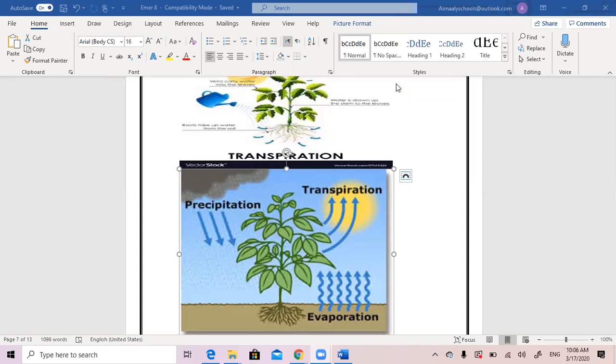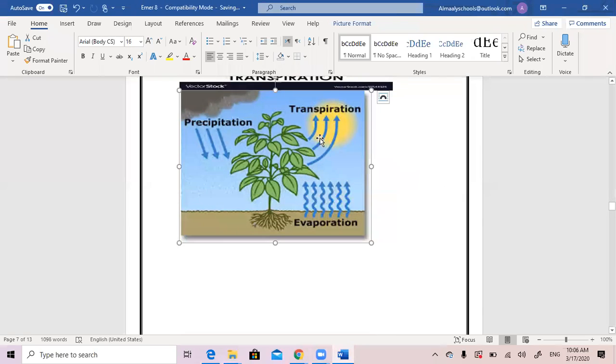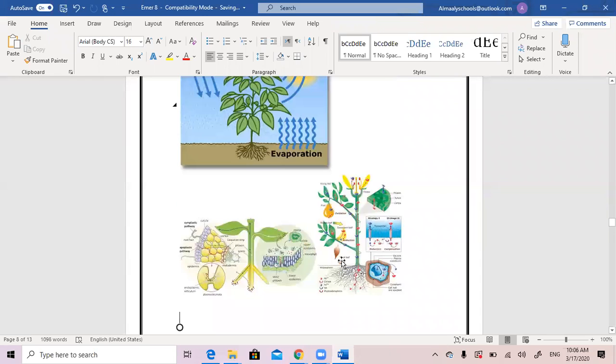Transpiration is the loss of water from the leaves, in the form of water vapor. Thanks. So as you see in this image, this image is about transpiration here. Transpiration is losing water in the form of water vapor. As you see, it is different from evaporation and different from precipitation. That is transpiration. That is another image, another element to show you. All of these images are to show you.